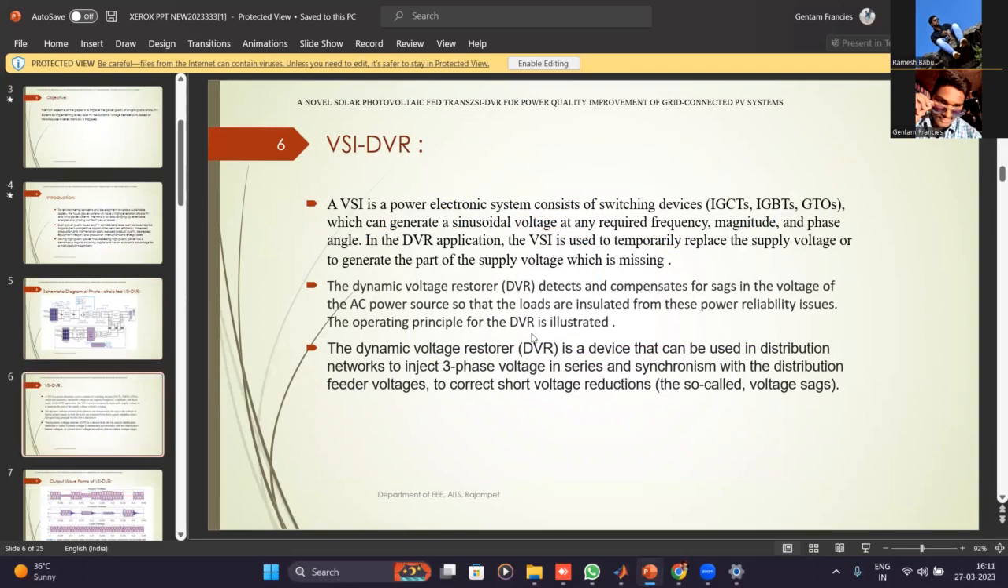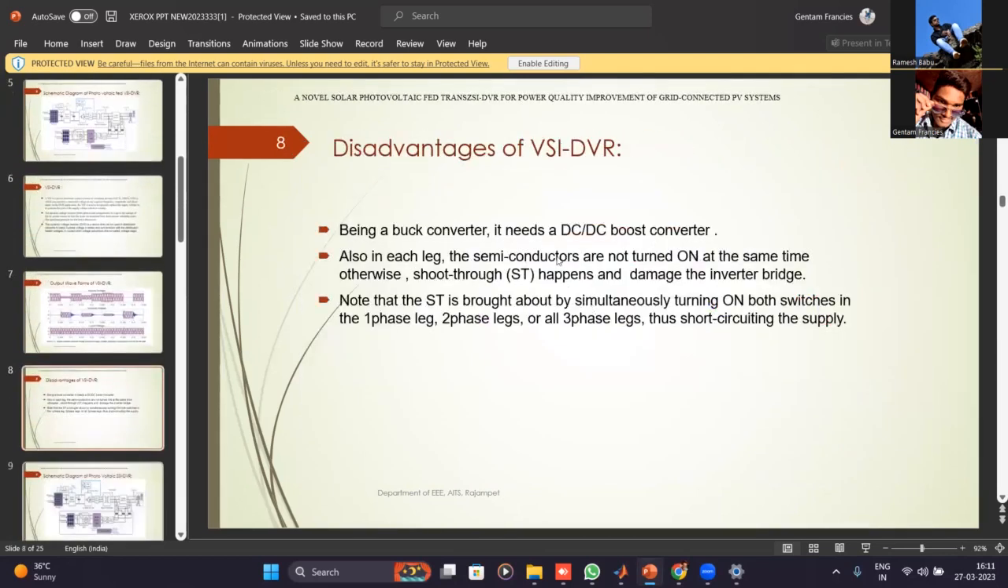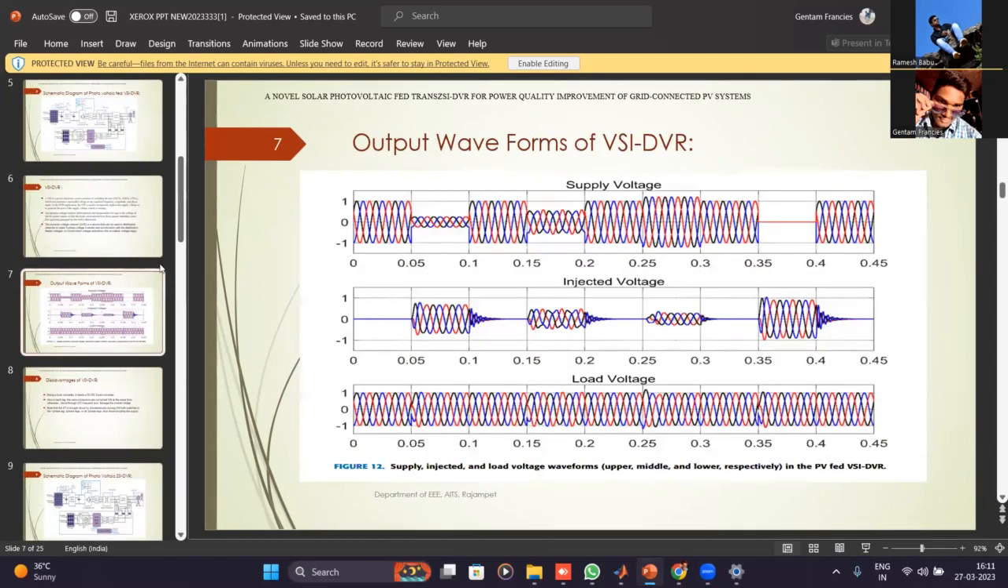These are the advantages of VSI, and here we have the limitations of the VSI. While using VSI, we have seen that from 0.05 to 0.1 we have severe sag, and from 0.15 to 0.2 we have light sag. In the period from 0.25 to 0.3, we have swell, and in the period 0.35 to 0.4, we have interruptions.